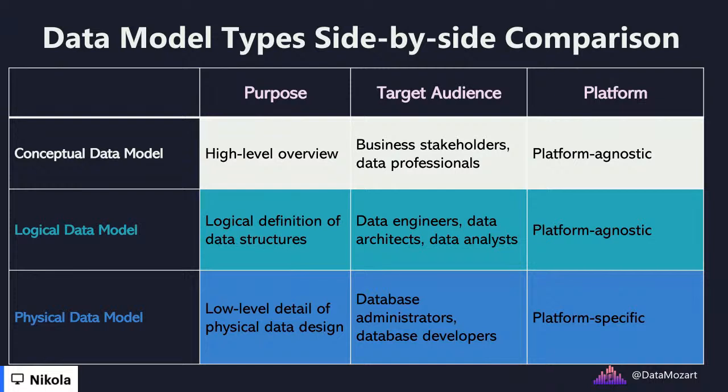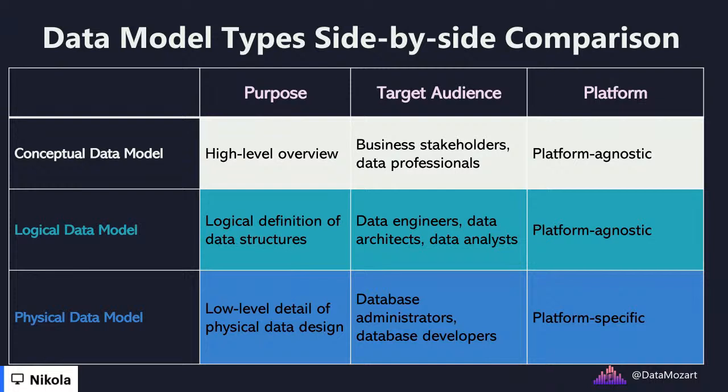On the other hand, logical data model puts these entities into a logical structure, assigning them specific attributes and defining how these entities are connected between themselves. Finally, we have a physical data model, which represents a low-level detail of how the data will be physically implemented in the database to ensure the optimal performance and efficiency.